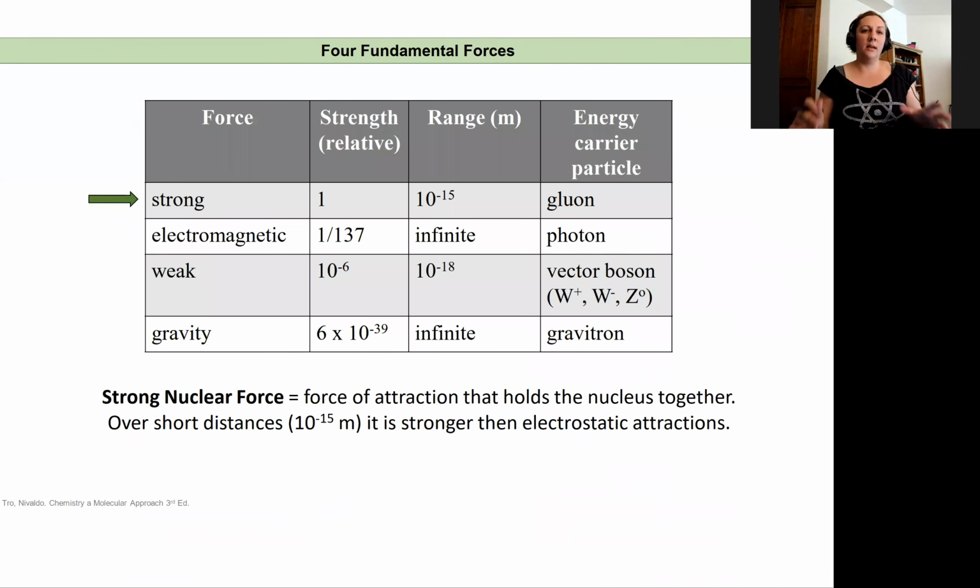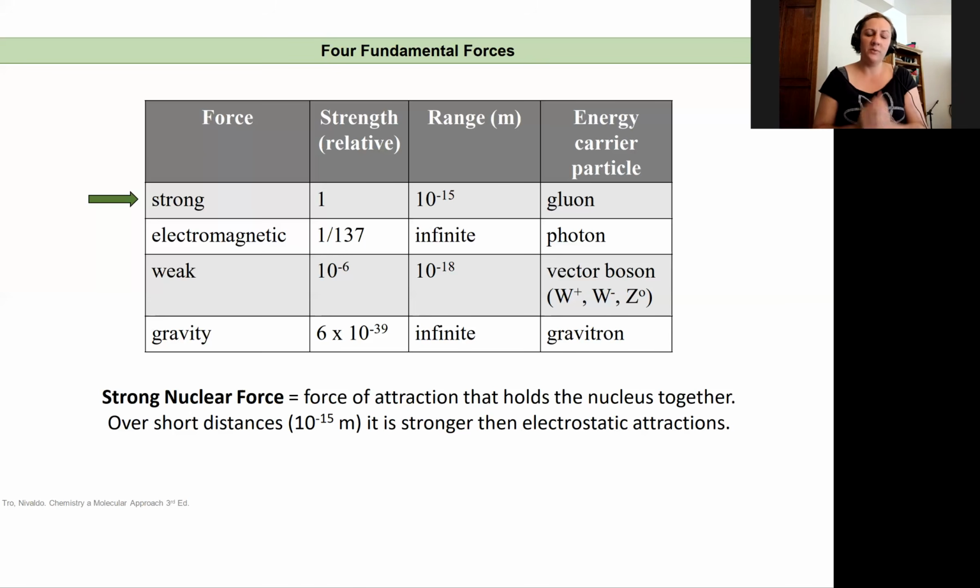So thinking about how the nucleus forms, we have protons and neutrons, and they come together and are held together and form a nucleus. The force that holds that nucleus together is called the strong force. It's one of our 4 fundamental forces in the universe: strong, electromagnetic, weak, and gravity. Of these 4, which you will probably learn quite a bit more about in your physics class, we're focusing on the strong force.